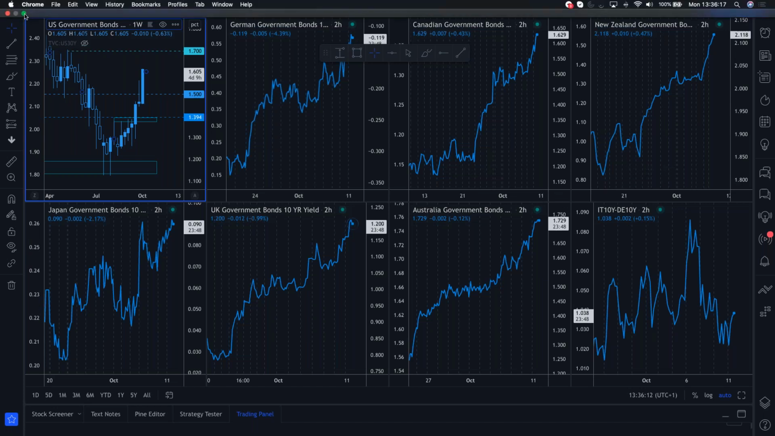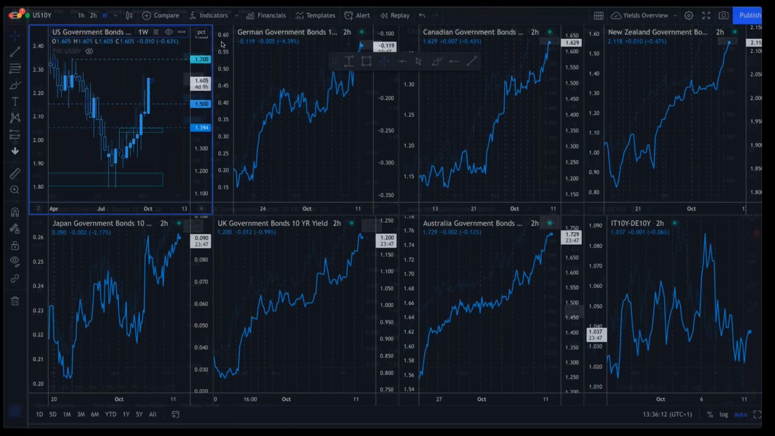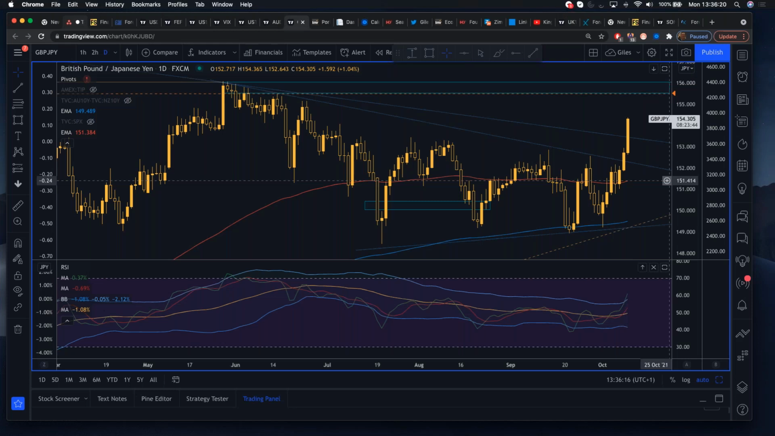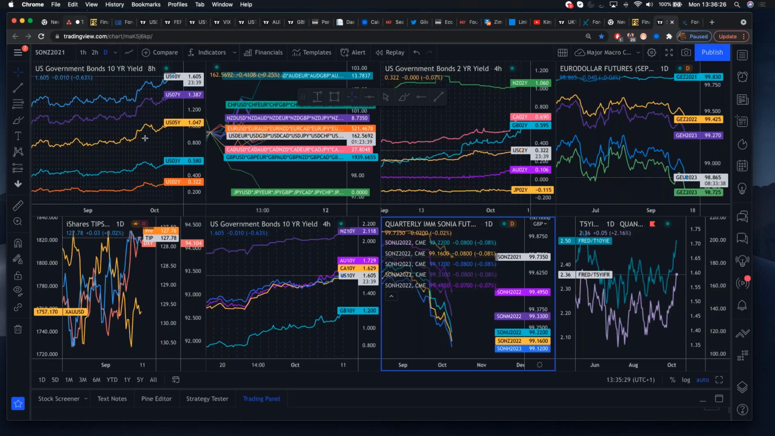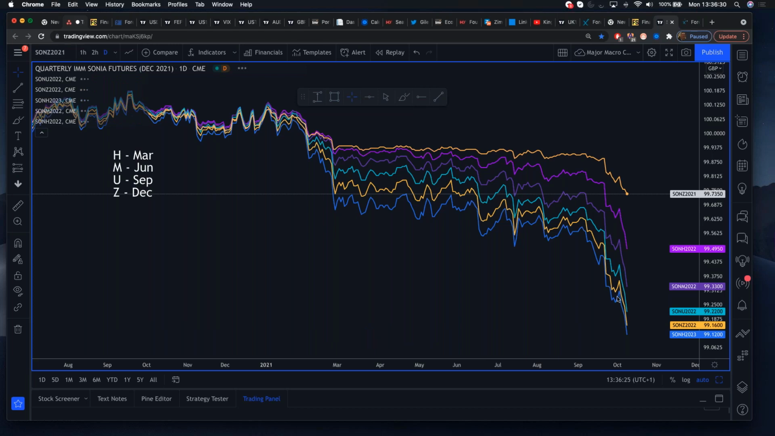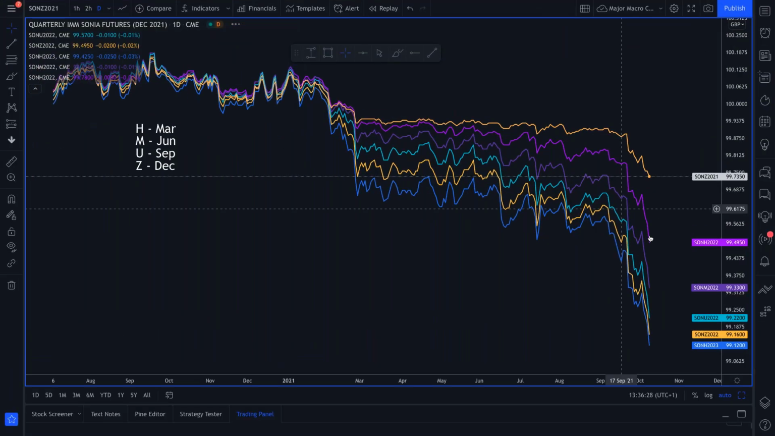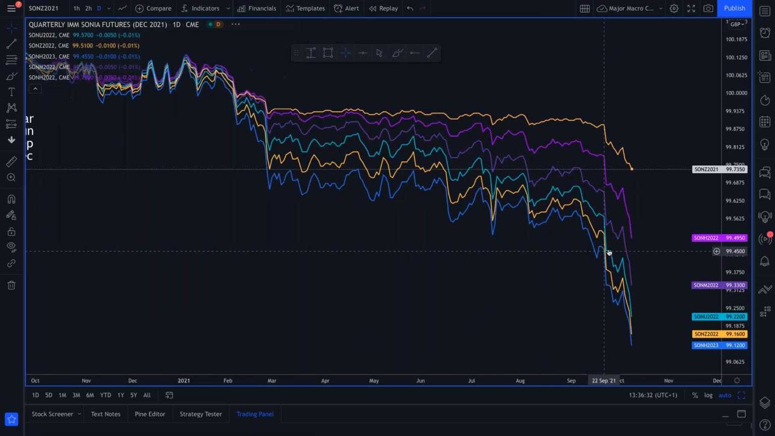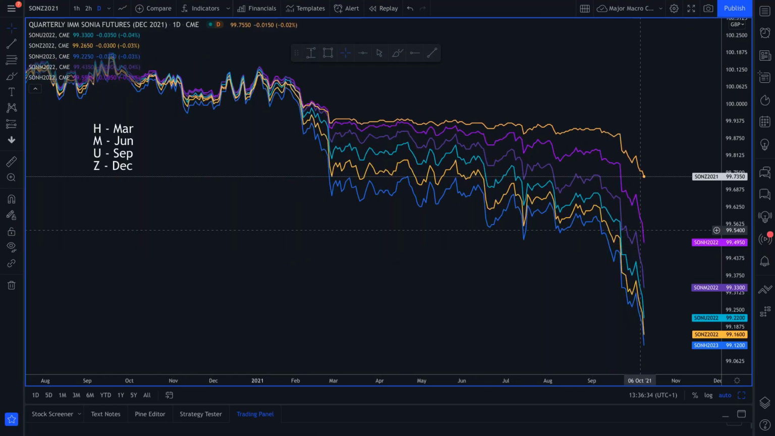If you just take a look at the SONIA futures markets, I'll show you what's happening. The SONIA futures markets are moving significantly lower, which is indicative of coming interest rate hikes. You can see here, look how fast those SONIA futures are moving lower. Futures traders are just expecting higher interest rates to come from the Bank of England.